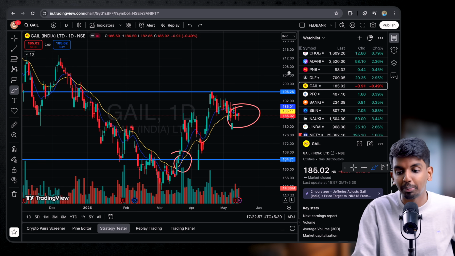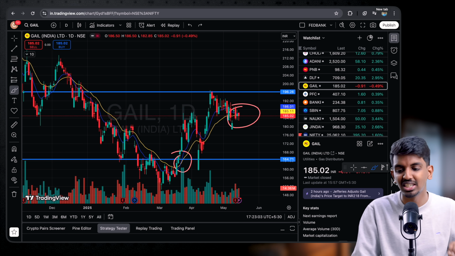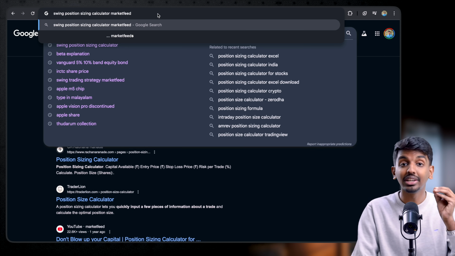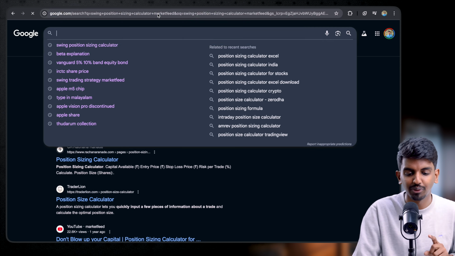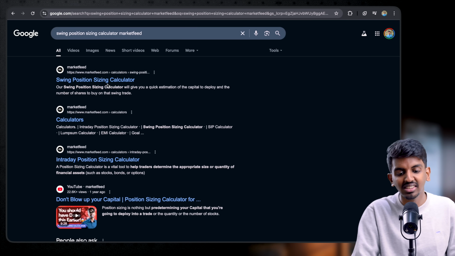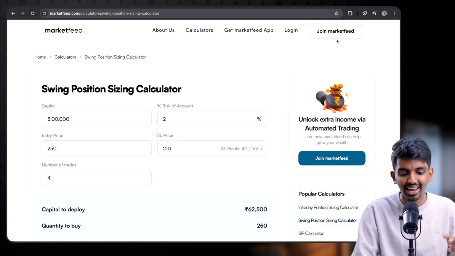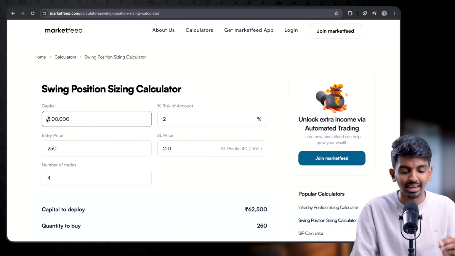But I don't want to wrap up here. I want to make sure that you understand the importance of capital sizing or position sizing right here. So we have made a very simple calculator here. So you can come to Google and you can search swing position sizing calculator market feed. Okay, and you'll get the swing position sizing calculator here, and you can see again that's the webinar's link for you. But you can come enter your exact capital here.